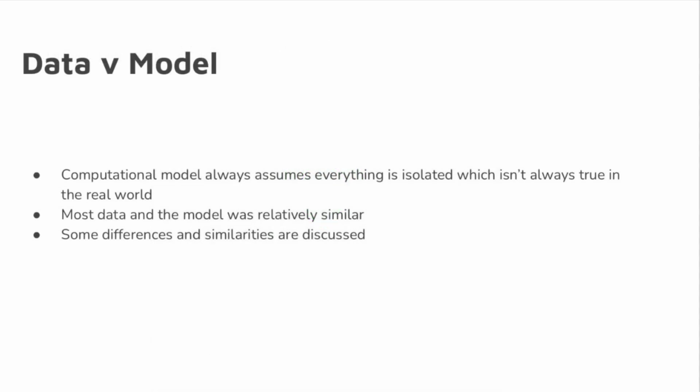So when we're comparing the actual data versus the model, we know that the computational model always assumes everything is isolated, which isn't always true in the real world. And most of our data was actually pretty similar to the model, but we assume that our data is likely more accurate than the computational model.